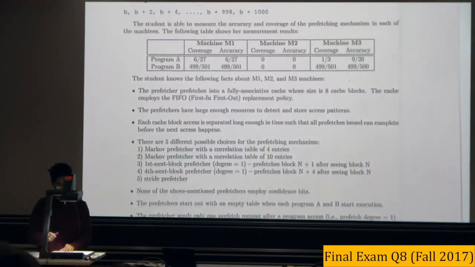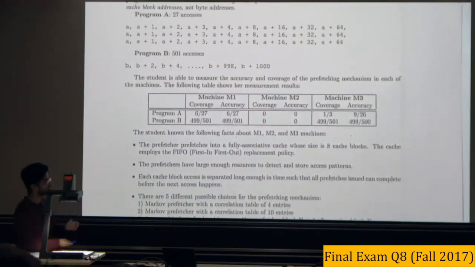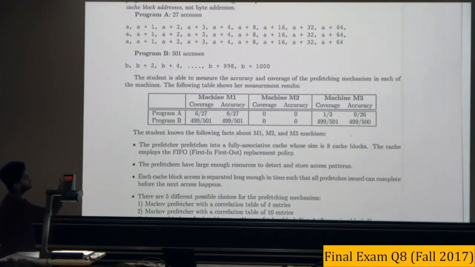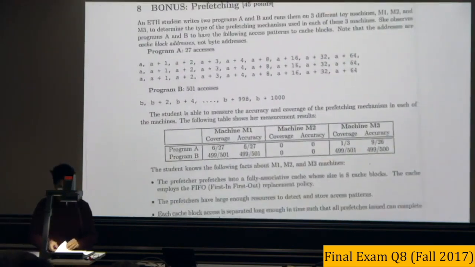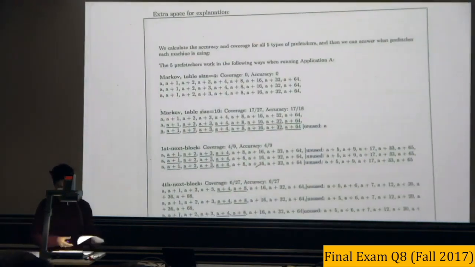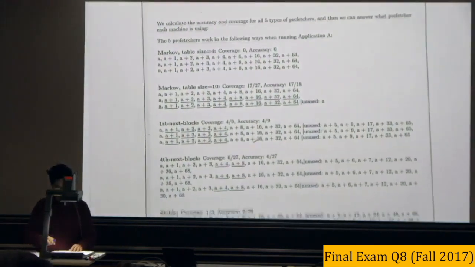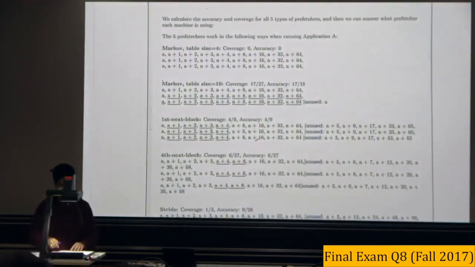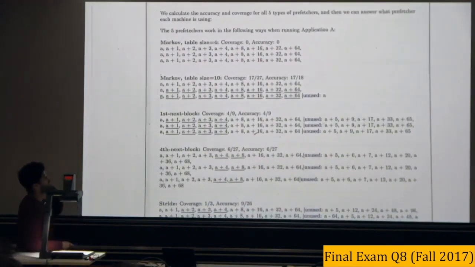So the first approach to solve this problem, whenever you see this kind of question in an exam, is to simply go with this program's access pattern and evaluate how these 5 types of prefetchers would behave for this access pattern. So I'm jumping straight towards the solution itself. I have the solution printed out because it's too much writing, but let's go through it.